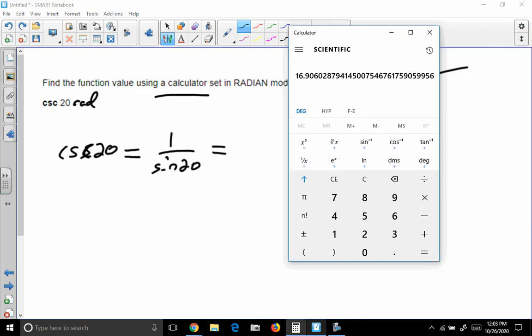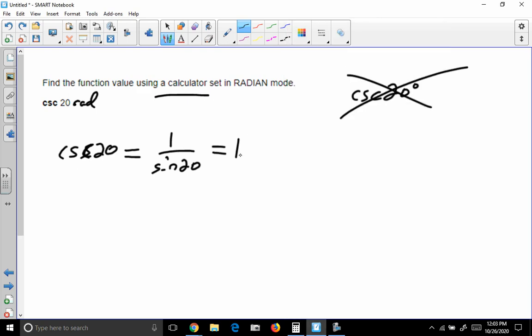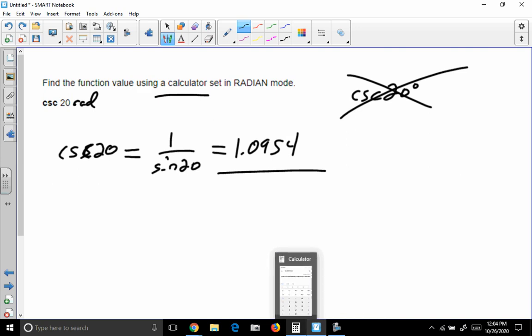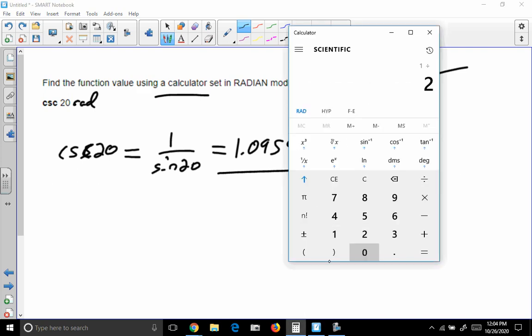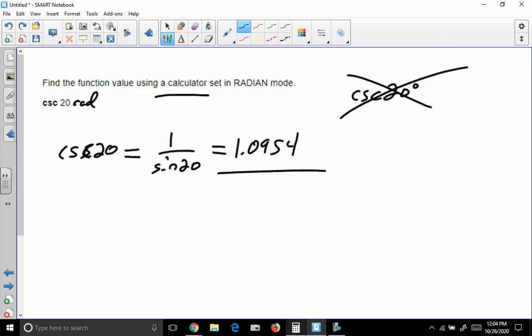So on my calculator, I can go to radian mode, and I can type sine of 20, and then I have a reciprocal button. And that gives me 1.0954. Usually when we get ratios, we go to 4 decimal places. I could have also done 1 divided by sine of 20 and done it that way. Either way, we would come up with the same thing. That's our answer.